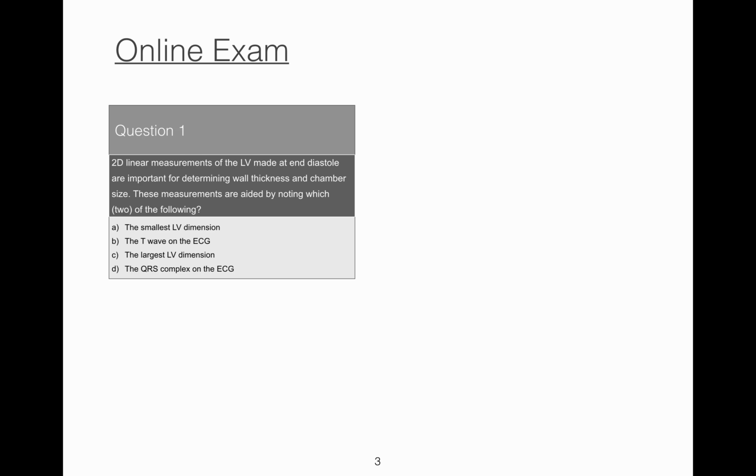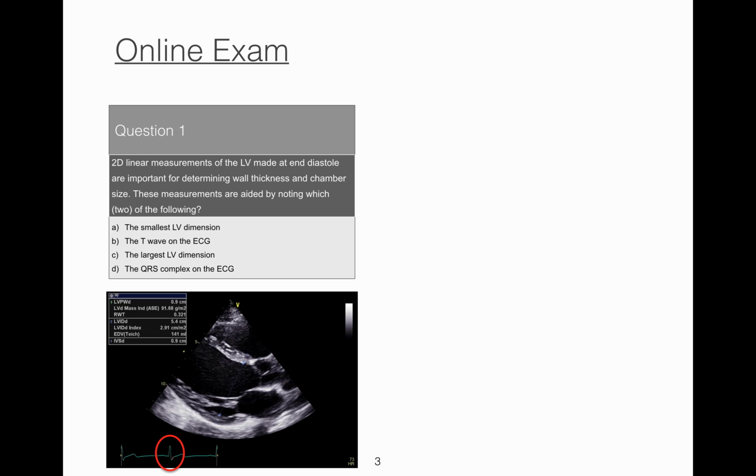Question 1. 2D linear measurements of the LV made at end diastole are important for determining wall thickness and chamber size. These measurements are aided by noting which two of the following. At end diastole, the left ventricle is at its largest, and this occurs at or just after the QRS complex.